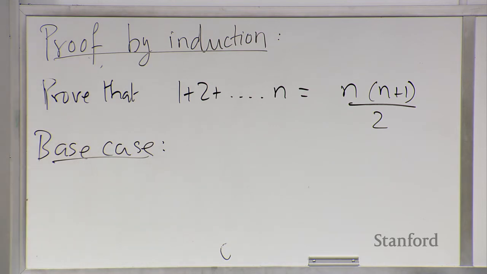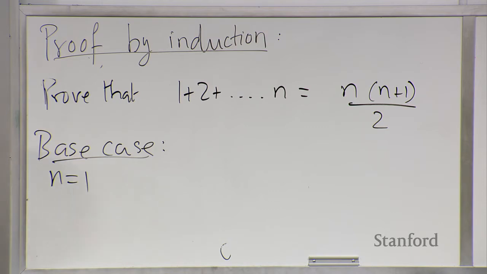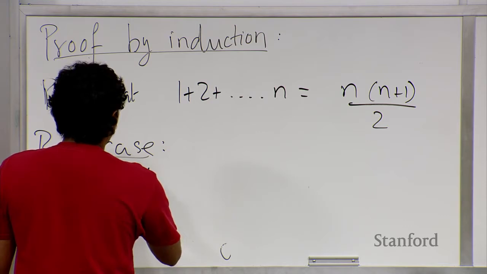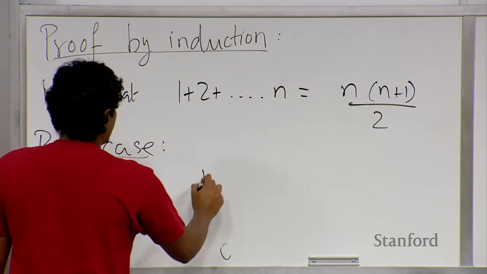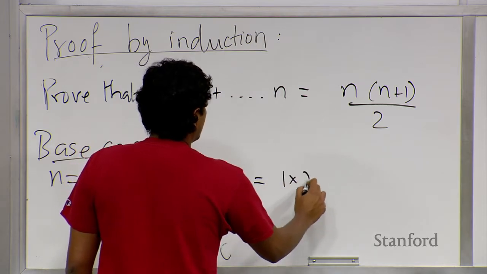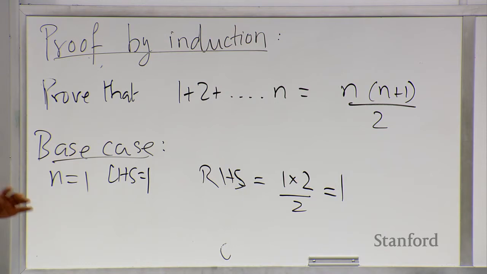What is the base case here? The base case is to prove it for n equals 1. What's the left hand side? Just 1. What's the right hand side? 1 into 2 by 2, which is equal to 1. Therefore, it's true for the base case. Now we go to the inductive step.